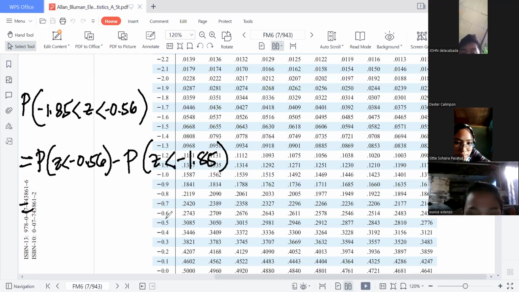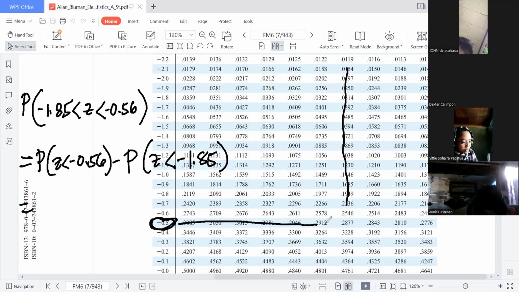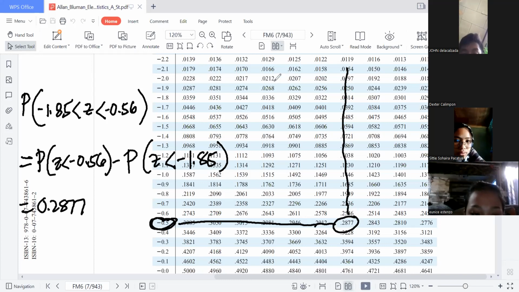Negative 0.5, then 0, 1, 2, 3, 4, 5, 6. So negative 0.56 gives the portion, and the answer is 0.2877. Do you agree with the answer of John? Yes, sir. So it must be 0.2877. Very good.